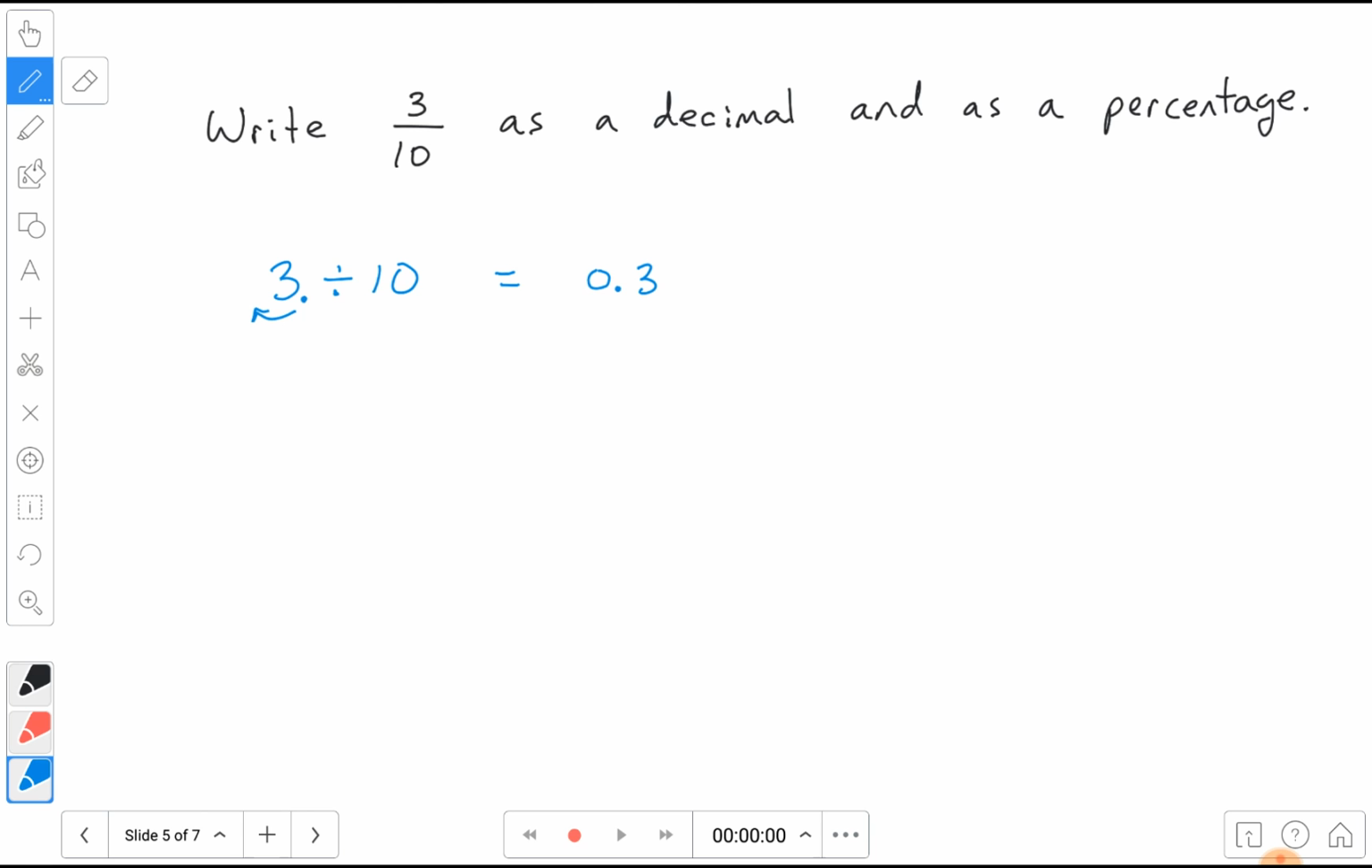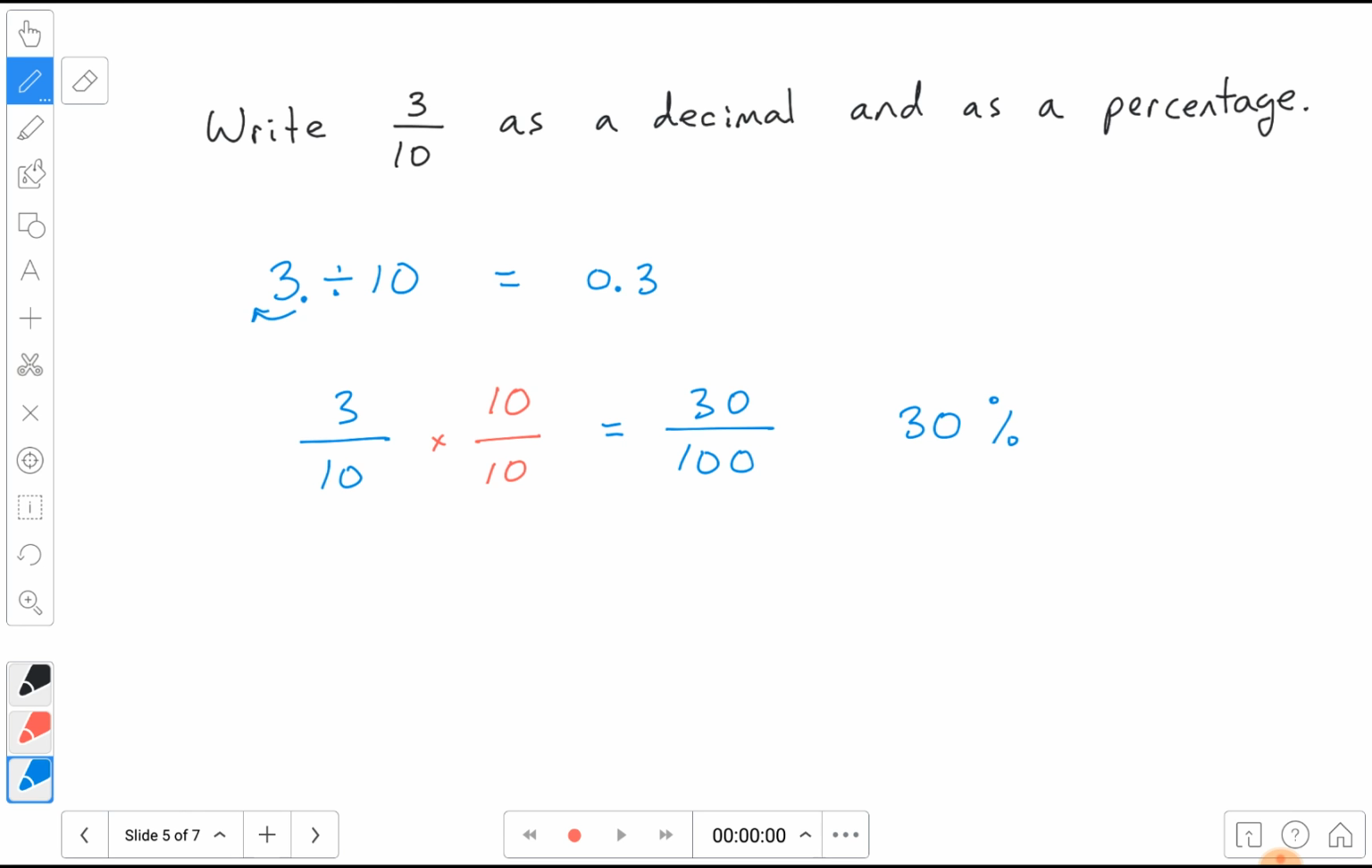Now we need to figure out what this is as a percentage. We said before percentage is like your score out of 100. So we have 3/10. How can we change this into 100ths? If we multiply 10 by 10, we have 100. If we multiply the denominator by 10, we also have to multiply the numerator by 10, and that gives us 3 times 10 is 30 over 10 times 10, which is 100. So now we're talking about a score over 100, and the score is 30, so that is indeed 30%.